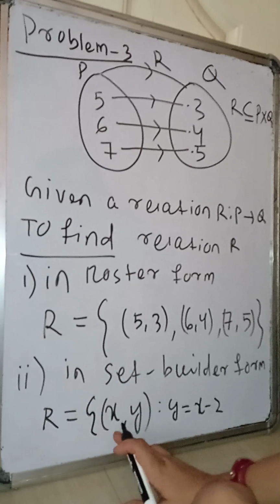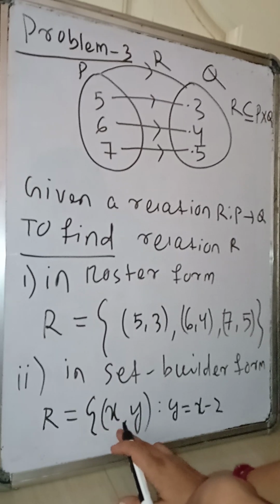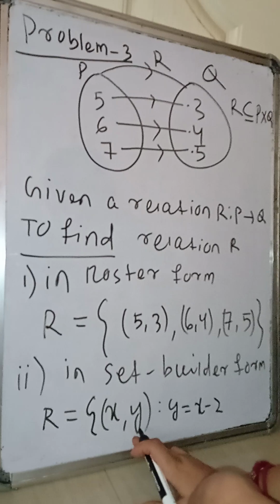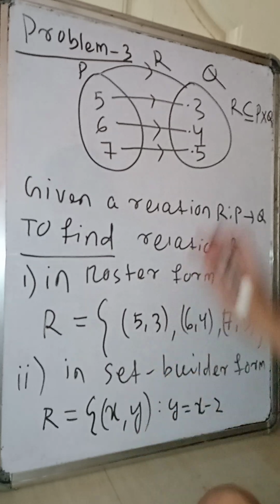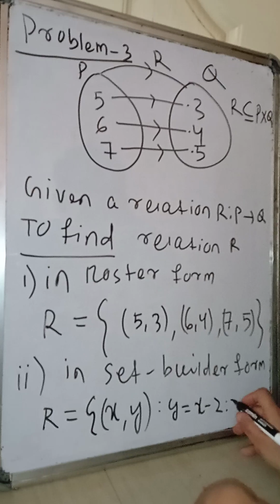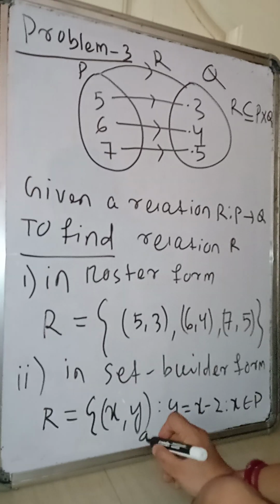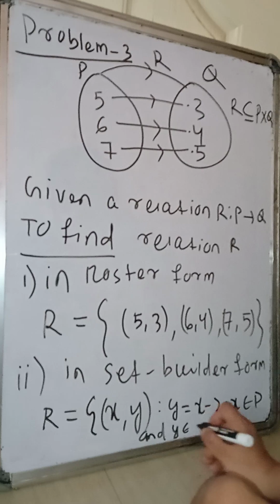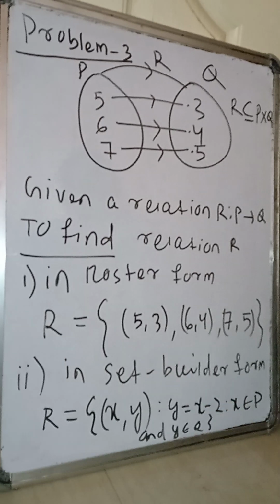x is the first element of the ordered pair, so it comes from your first set P, and y is the second element, so y comes from your second set Q. So such that x belongs to P and y belongs to Q, curly bracket end. In this way you can show a relation. The question was given graphically, so you use roster form and set builder form. Also, reversely, if the relation is given in set builder form or roster form, you can show it graphically.